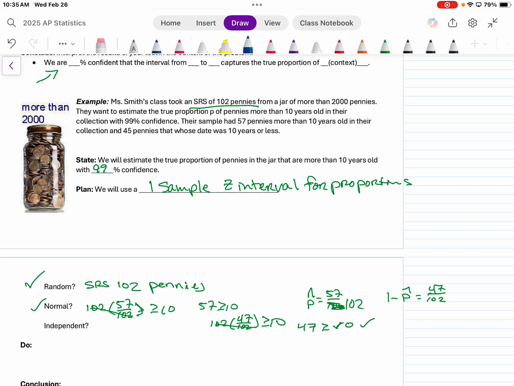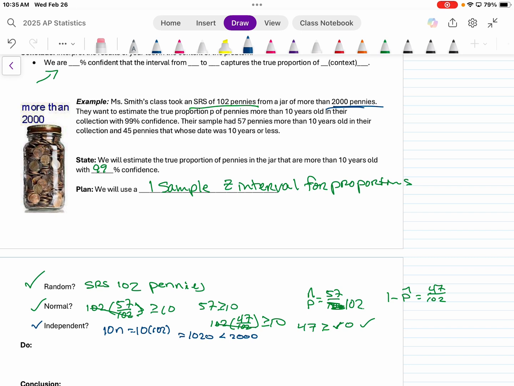Now we get to go on to independence. So 10 times n, so 10 times 102 gives us 1,020. How many pennies were in the jar? 2,000 pennies. So, hey, that's less than what our population is, so we met that condition. Okay?